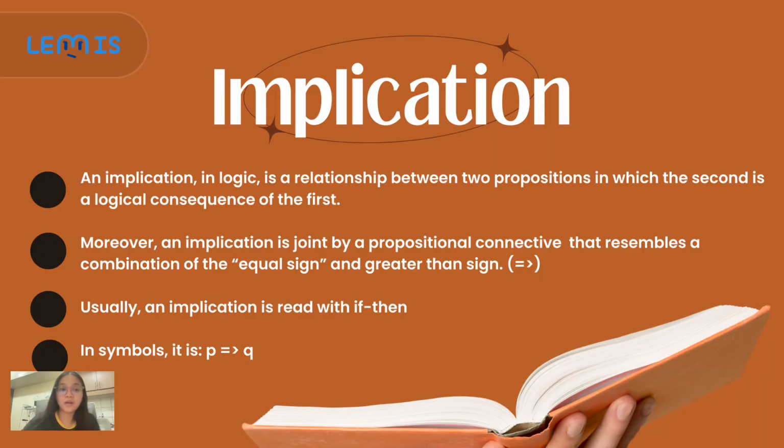An implication in logic is a relationship between two propositions in which the second is a logical consequence of the first. Moreover, an implication is joined by a propositional connective that resembles a combination of the equal sign and the greater than symbol. Usually, an implication is read with if and then. In symbol, it is if P, then Q. Again, like mentioned, an implication is read as if P, then Q, which means the if P is like the conditional and the then Q is the result.